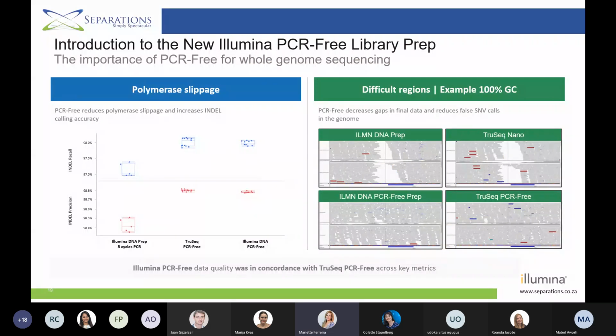So when we look at the PCR-free library prep kit from Illumina, if you compare it to the normal Illumina DNA prep kit with PCR, the PCR-free kit reduces polymerase slippage and therefore increases your indel calling accuracy. And you'll also see that the PCR-free kit decreases the gaps in your final data and therefore reduces any false single nucleotide variant calls in the genome.